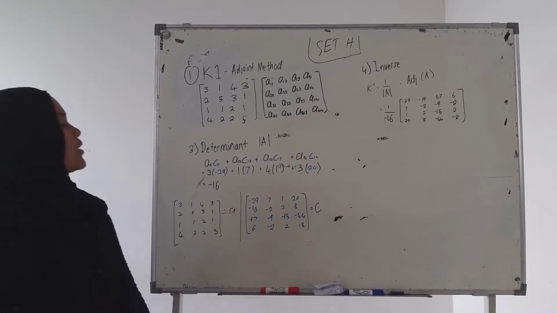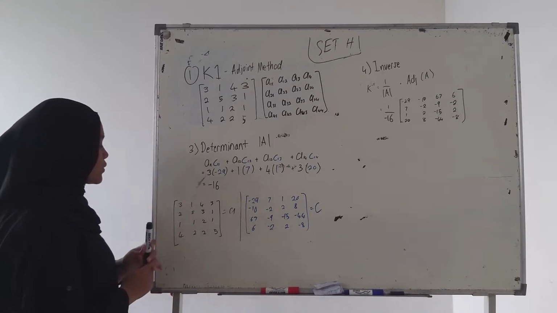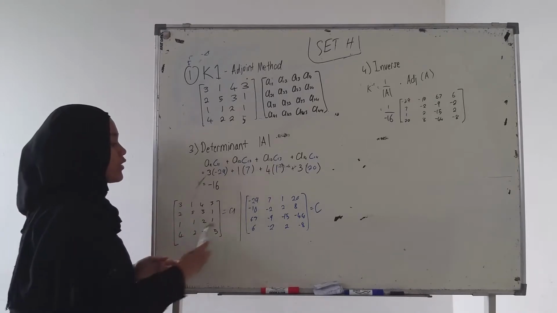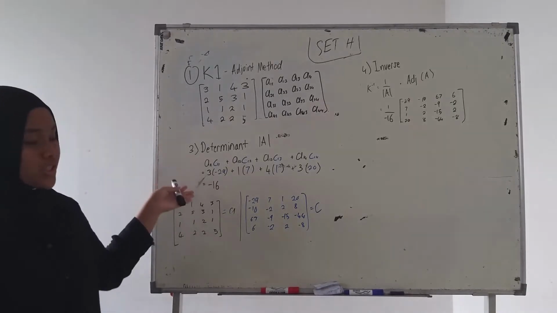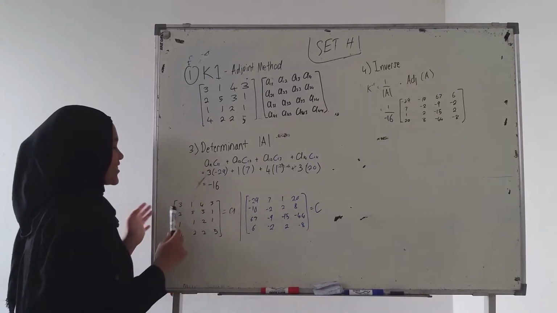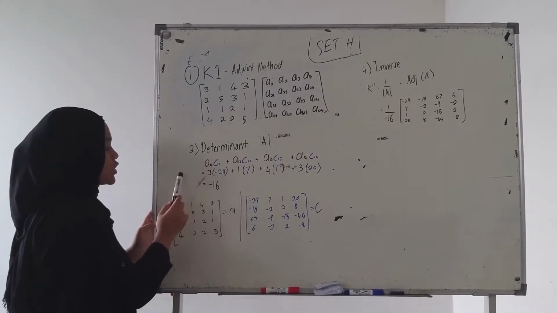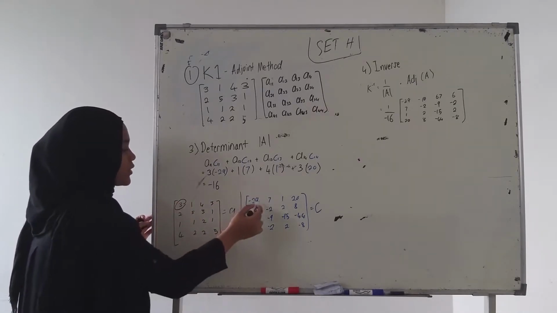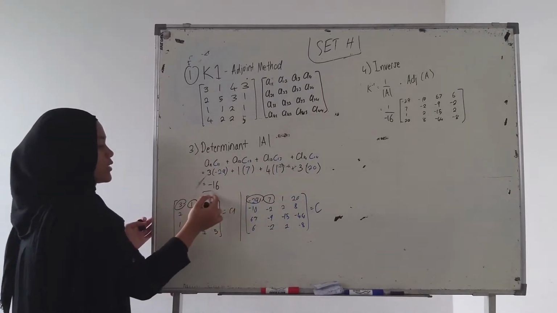For the next step, we will find determinant A. In order to find determinant A, we need to choose one row or column from the original matrix and from the cofactor matrix. In our calculations, we have chosen the first row for the original matrix and the first row for the cofactor matrix. Then we multiply: the first number with the first one, the second with the second, and then add all of it, and we get the answer.